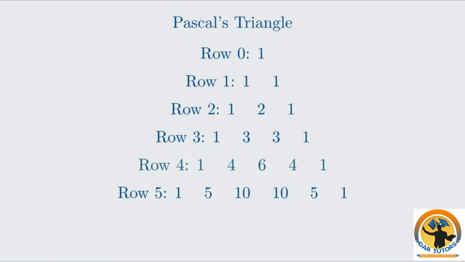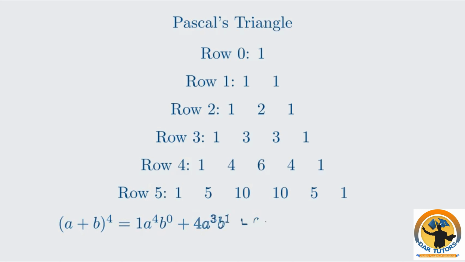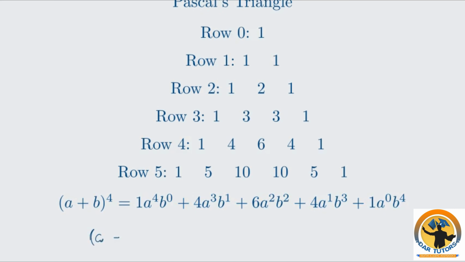Let's use this to expand (a + b)^4. We know the coefficients are 1, 4, 6, 4, 1. The powers of a start at 4 and decrease, while the powers of b start at 0 and increase. Combining these, we get a^4 + 4a^3 b + 6a^2 b^2 + 4ab^3 + b^4.